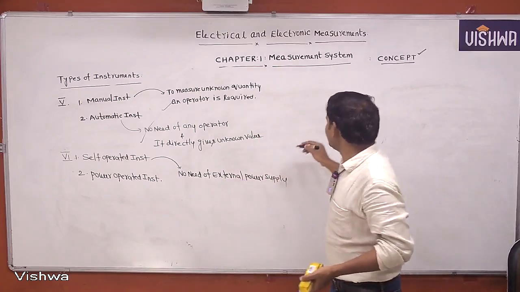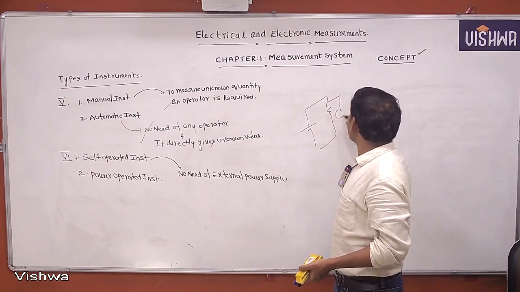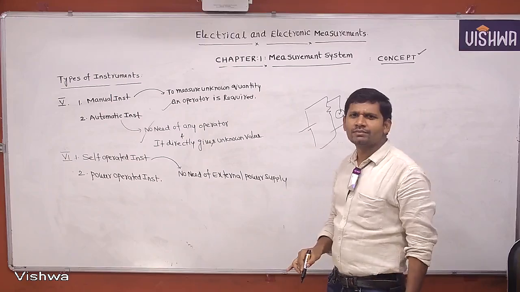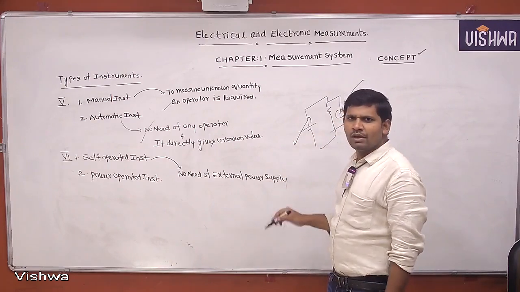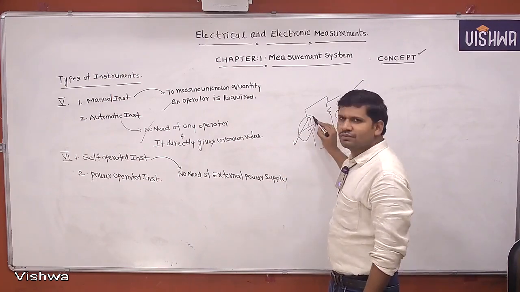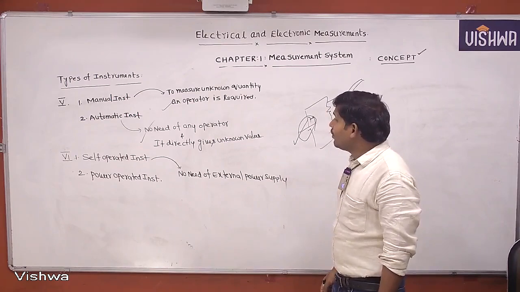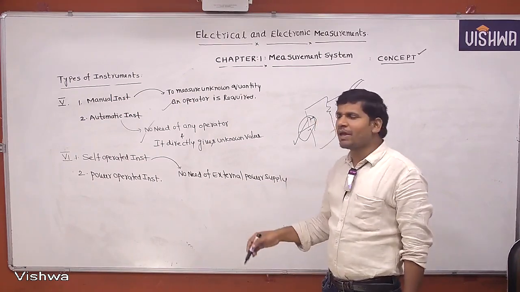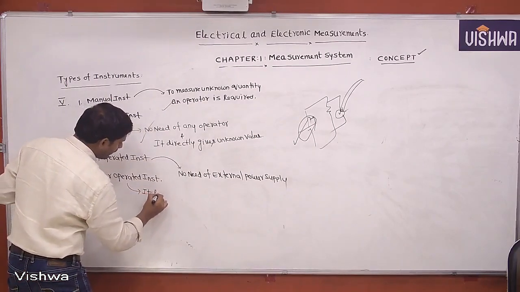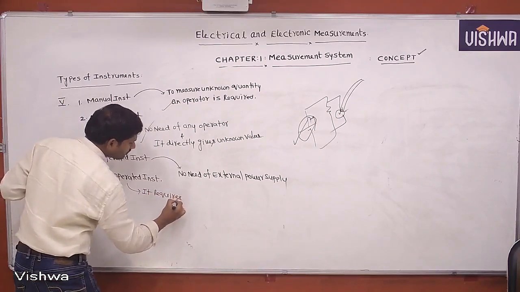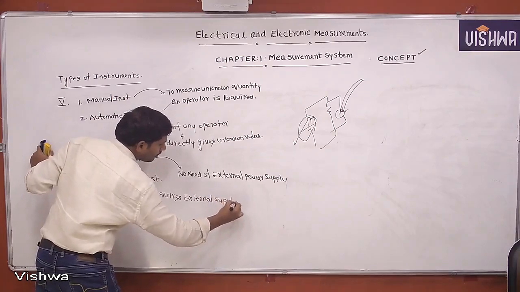For example, there is one circuit. We want to measure the voltage across this resistor. We connected one voltmeter. Are we giving any supply to this voltmeter? No, just we are giving the input value only. For operation of this instrument, this input is enough. No need of any external supply. Those instruments are nothing but self-operated instruments. Then what is the power-operated instrument? It requires external supply for its operation.